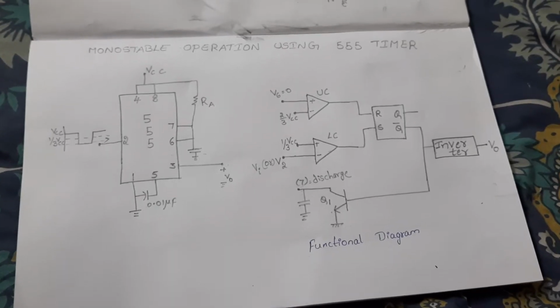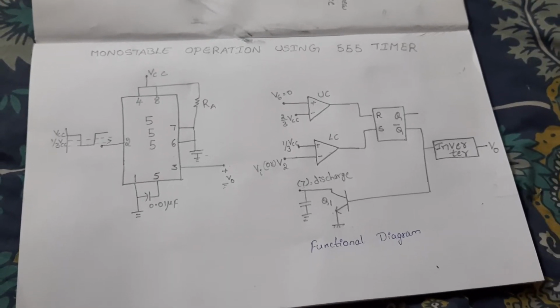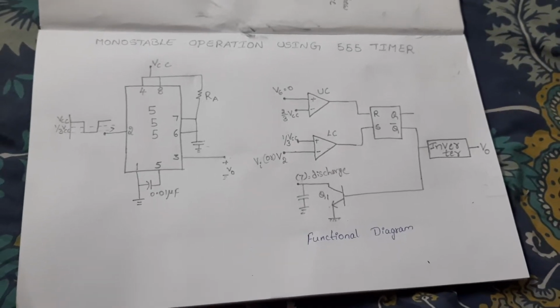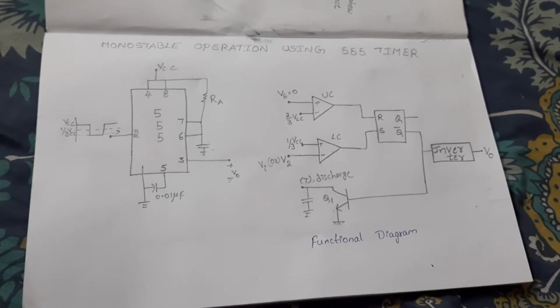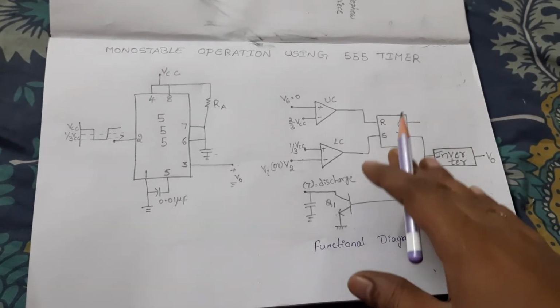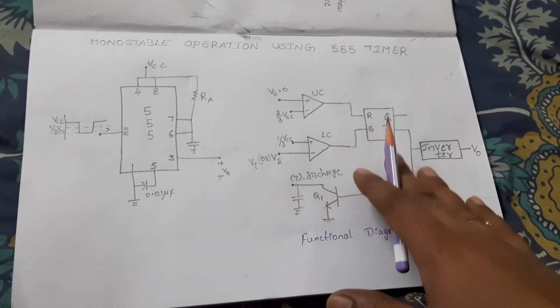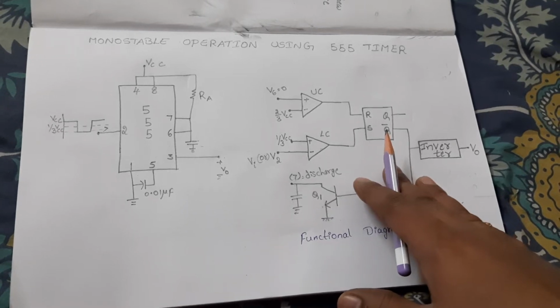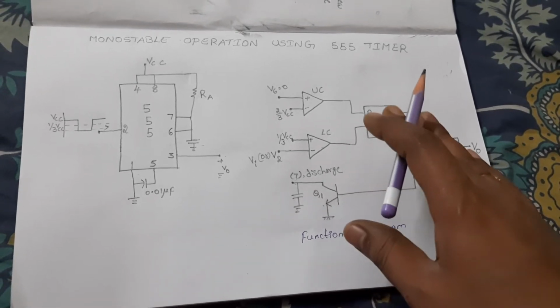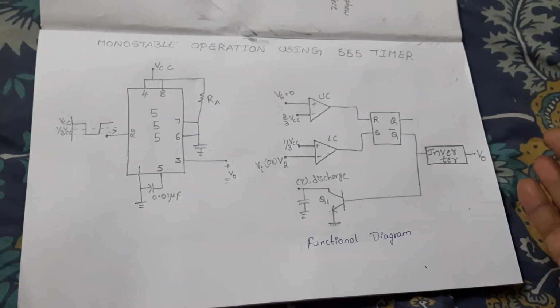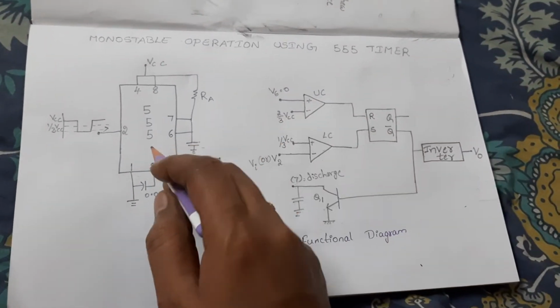Dear students, today we are going to discuss monostable operation using the 555 timer. You know the pin diagram of the 555 timer; 8 pins will be there. But when coming to monostable operation, how these 8 pins are connected is shown here.